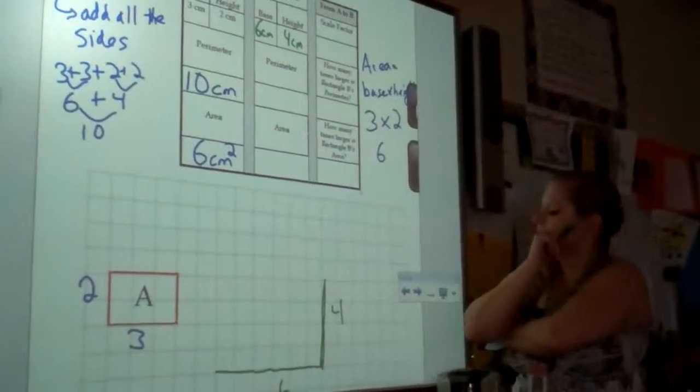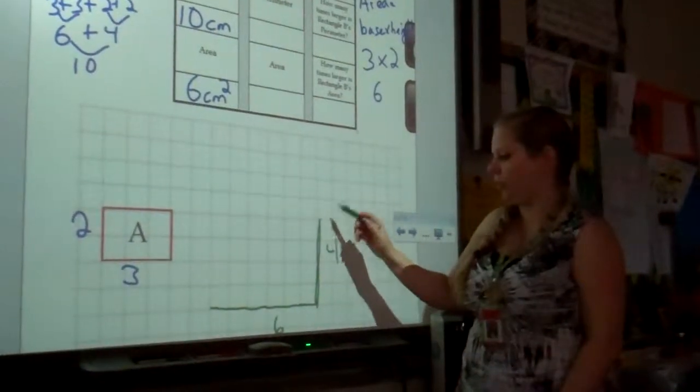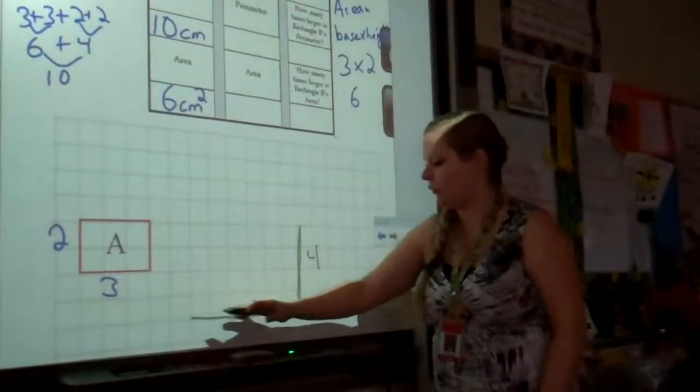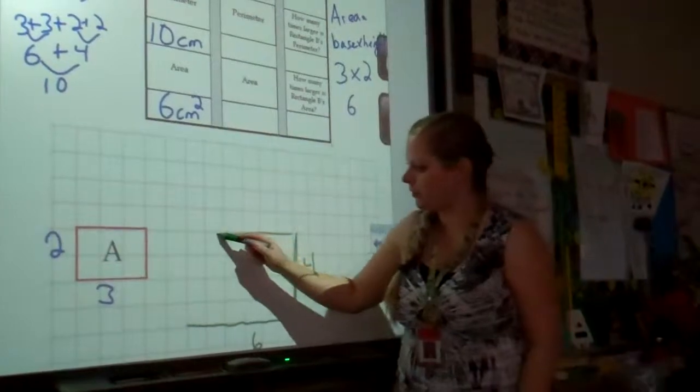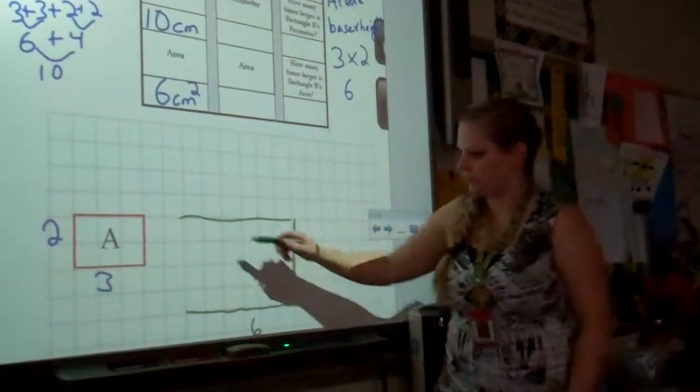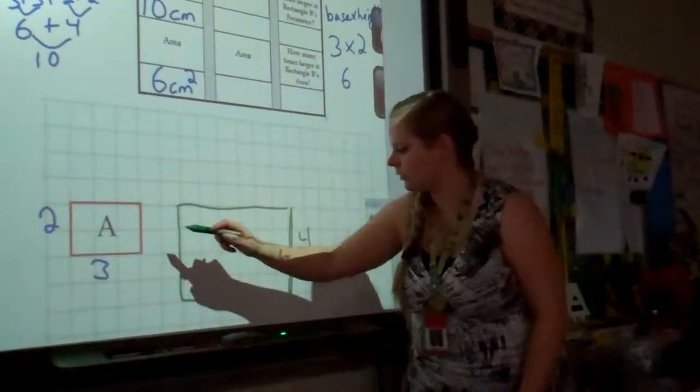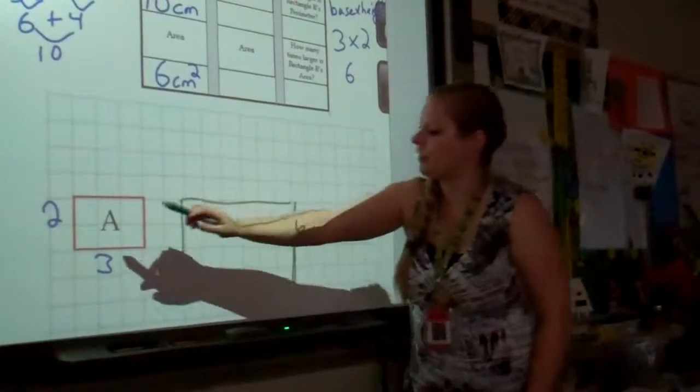And I better complete my rectangle. And they told me it was a rectangle, so I know if this side is 6, then this side must be 6. And I know if this side is 4, then this side must be 4. So that works. And this is rectangle A.